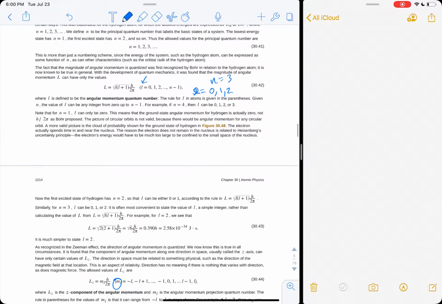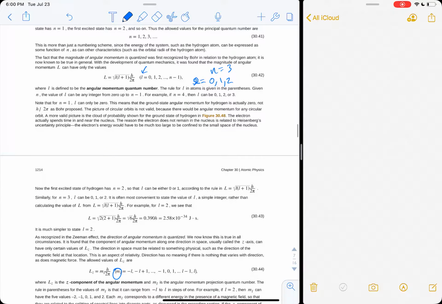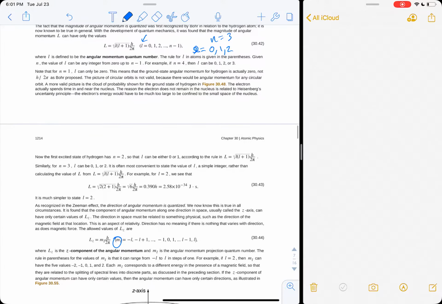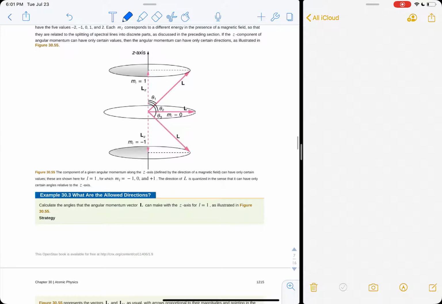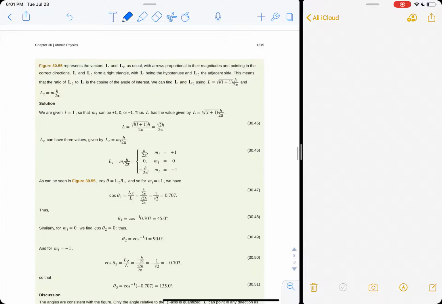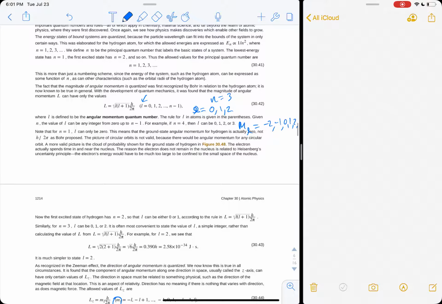So if we're in the n equals 3 state, L can be 0, 1, or 2. M sub L can be 2, 1, 0, or minus 1. So then M sub L can be minus 2, minus 1, 0, 1, or 2. So those are your possibilities for M sub L. So now we've got a bunch of different degrees of freedom that the electron can take on during its orbit.